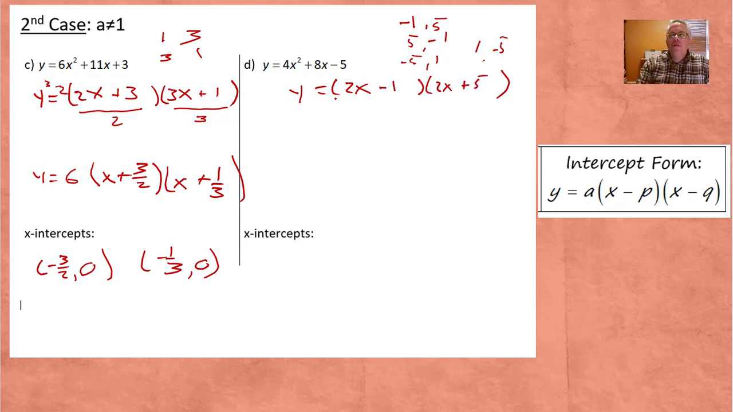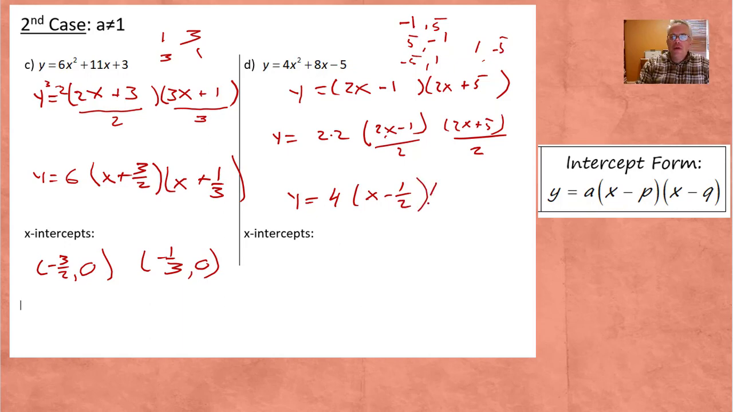Okay, now 2 has to be factored out of both of these. So we're going to pull two 2's out. This would be 2x minus 1 all divided by 2. This would be 2x plus 5 all divided by 2. So we get y equals 4, x minus a half, x plus 5 halves.